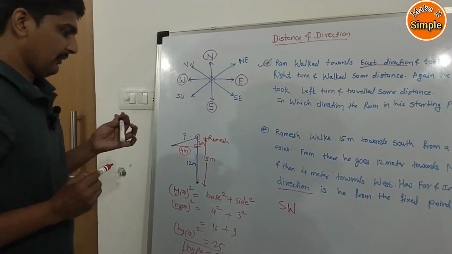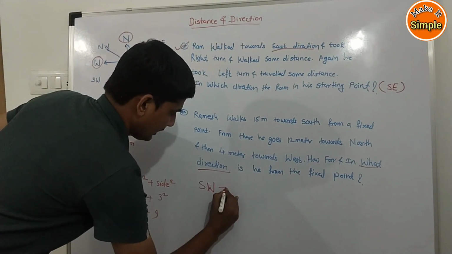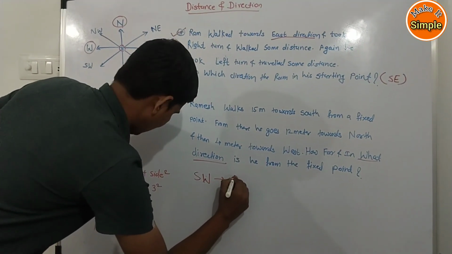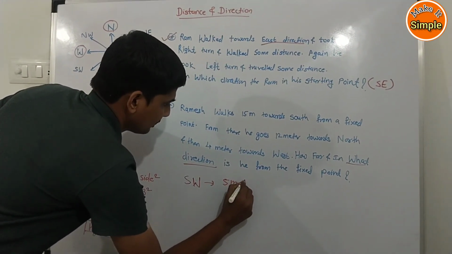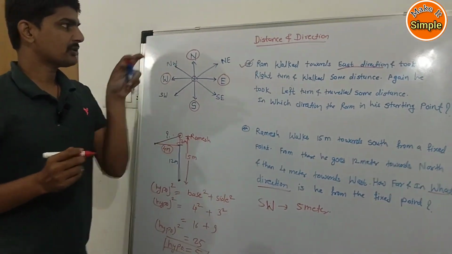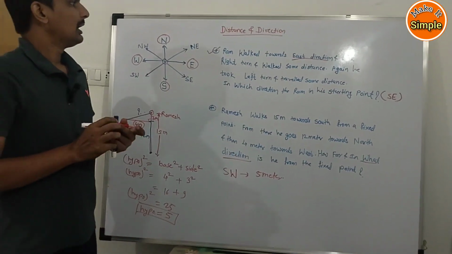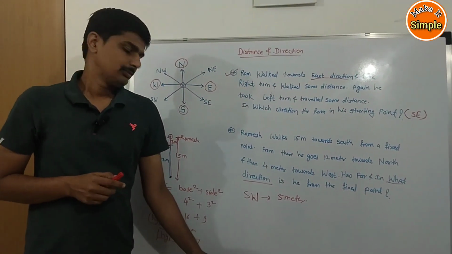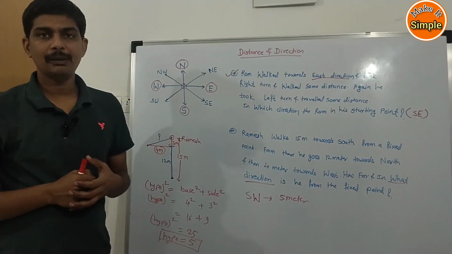So the final answer is that he will be in the southwest direction, and how far? That is 5 meters. I hope you have understood the topic called distance and direction. I hope you understood the topic.